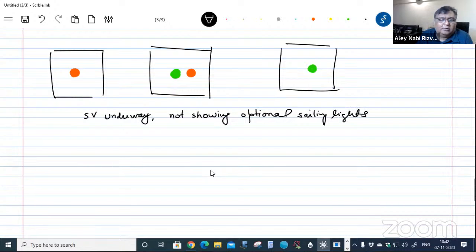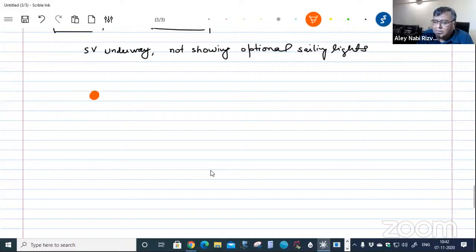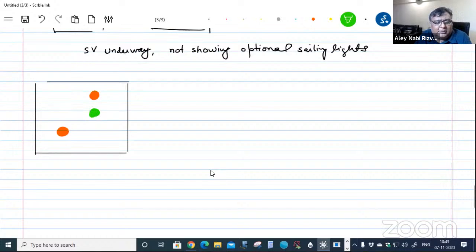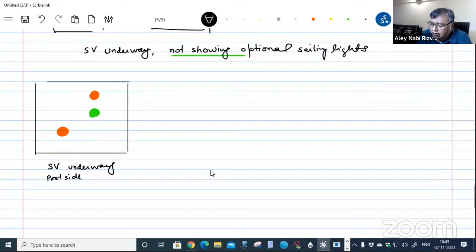Now you have another case, and here what you see, you can see this one and this one and this one. Let me use some straight lines so that we have some idea. If you see these lights here, we can say that this is a sailing vessel showing optional all-round sailing lights, and this is underway. Here not showing, but here showing. This is a sailing vessel underway, seen from port side, and showing optional sailing lights.